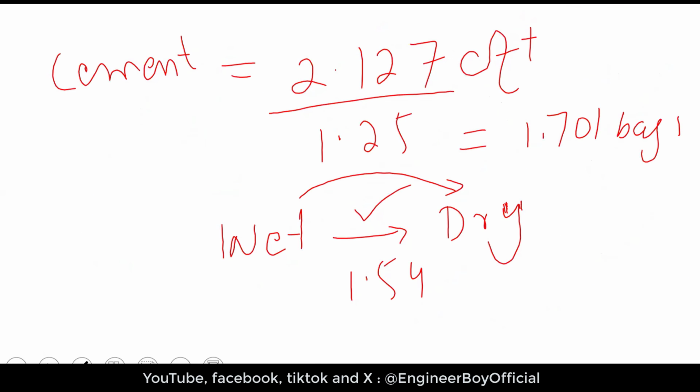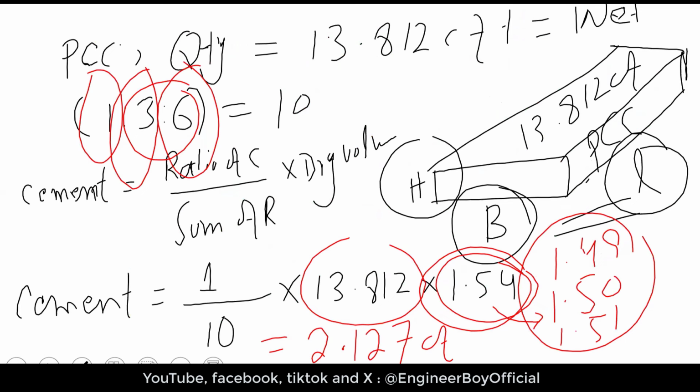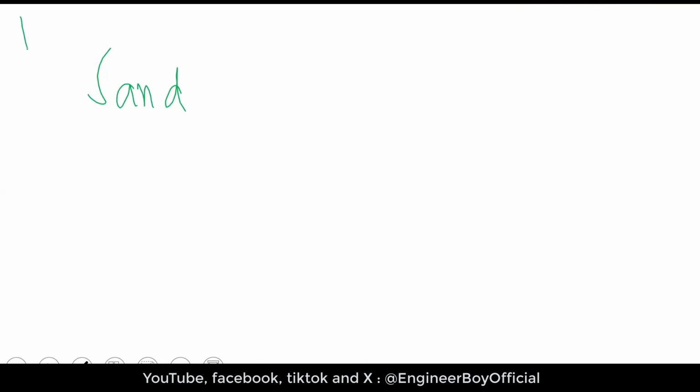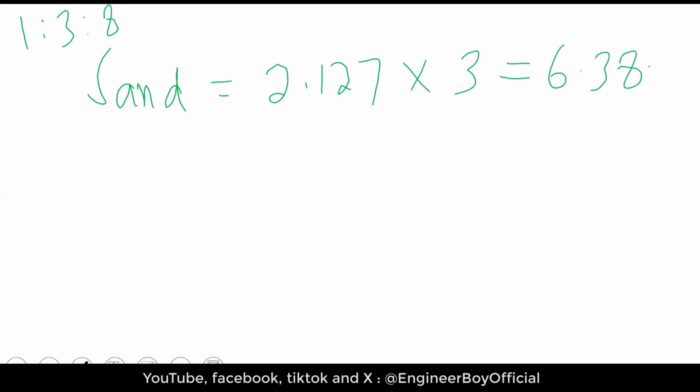So this is how we calculate the cement. We have 2.127 cement. Now we will calculate the quantity of sand. What you have to do is take the quantity of cement first, that is 2.127, and multiply this with the ratio of sand, that is 3. So we should have 6.381 CFT as sand.